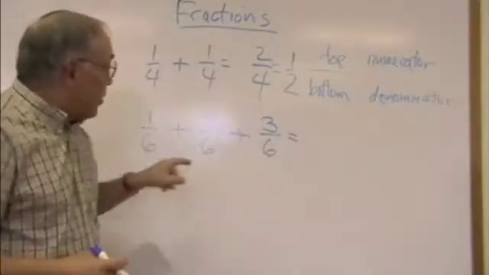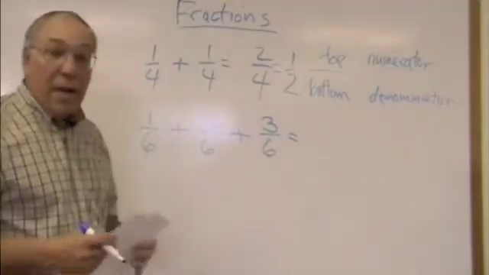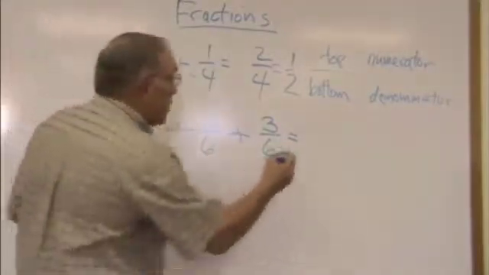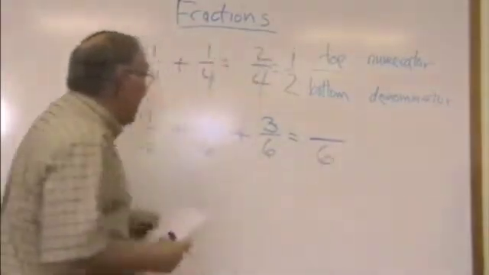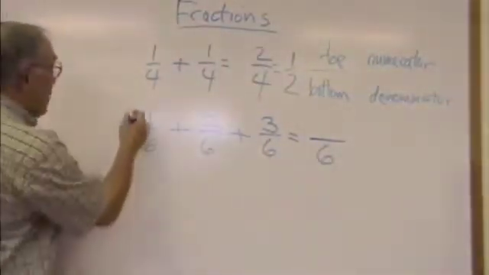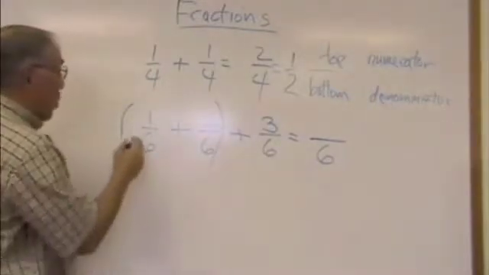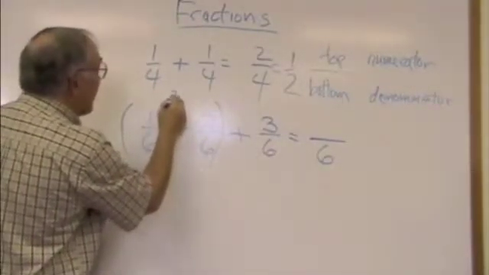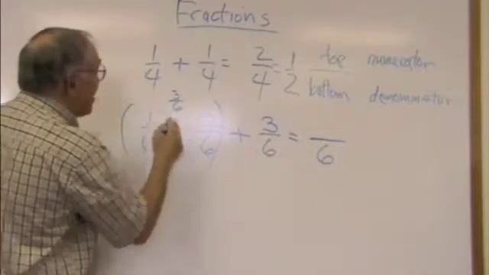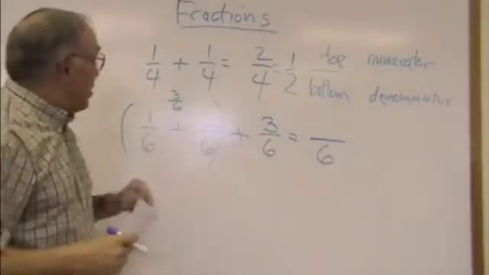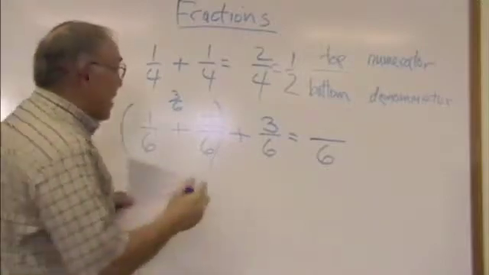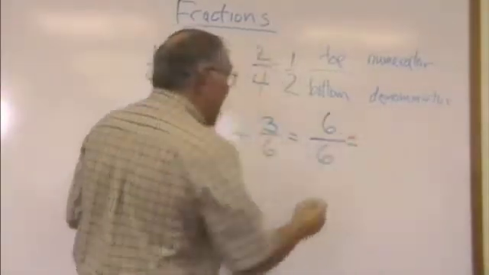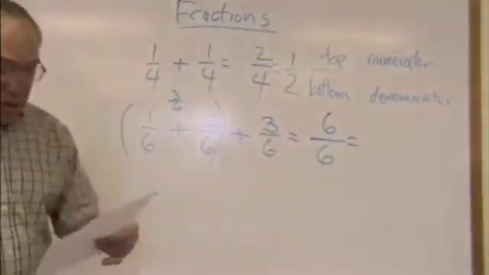Again, following this rule, the denominators are all the same. All we have to do is keep that same denominator and add the numerators. Well, you're going to have to do the first two first. 1/6 plus 2/6 is 3/6. And then 3/6 plus 3/6 is 6/6. And what does 6/6 turn into?